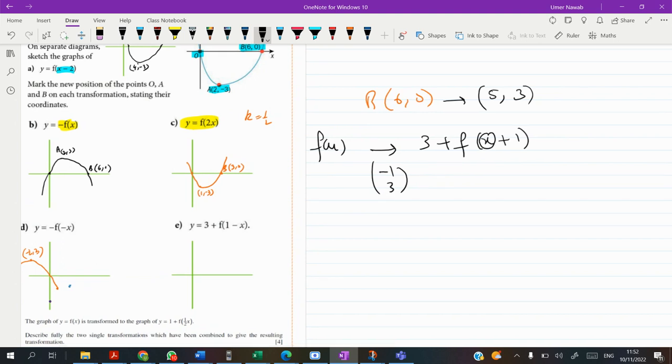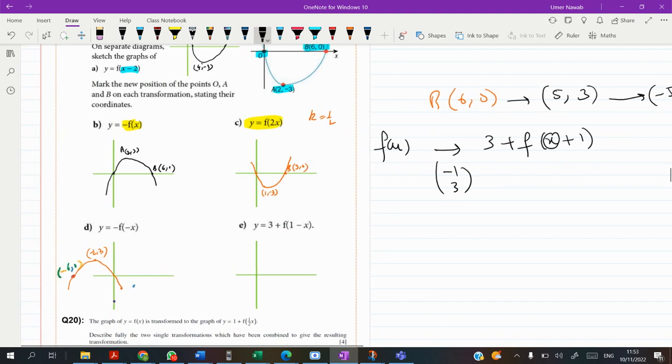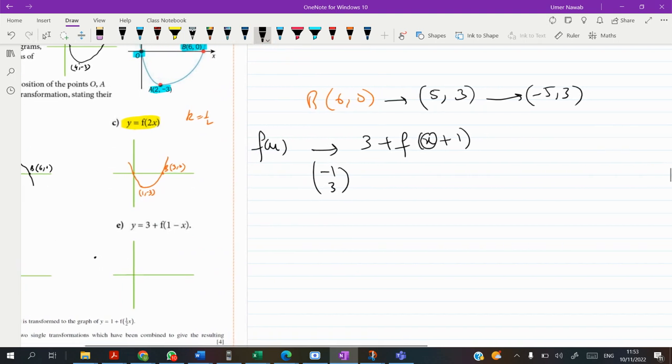So this x will change its sign, so it becomes minus 5, 3. I hope it clears. So minus 5 and 3. So the point will go here. Then after that, he gave me a point (2, minus 3). So 2, minus 3, I need to go left. So left 1 and 3 down, (1, 0).